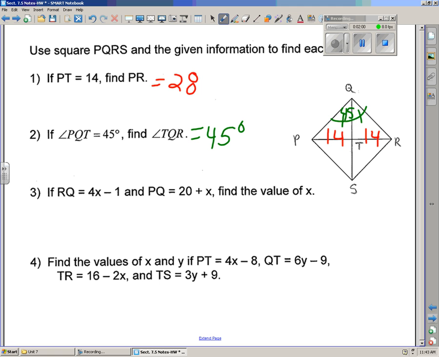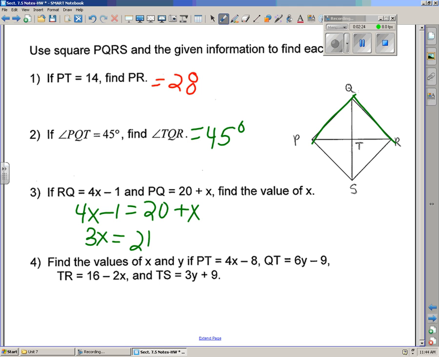If RQ is 4x minus 1, and then PQ is 20 plus x, so we've got RQ right here, and then you also have PQ right here. Well, the sides happen to be congruent, so you're going to do 4x minus 1 equals 20 plus x. Subtract x on both sides, add 1 to both sides, and then x is just going to be 7.